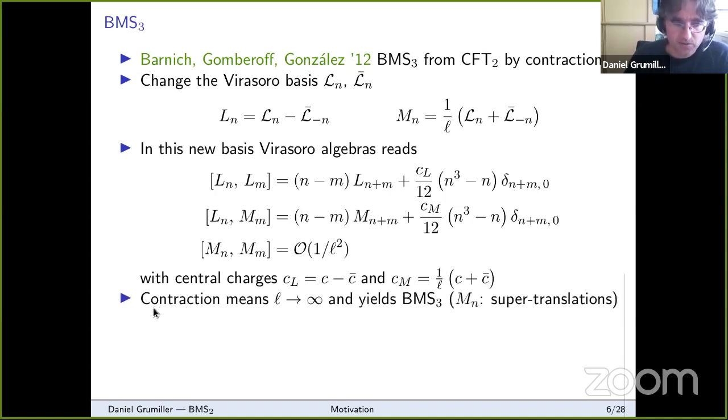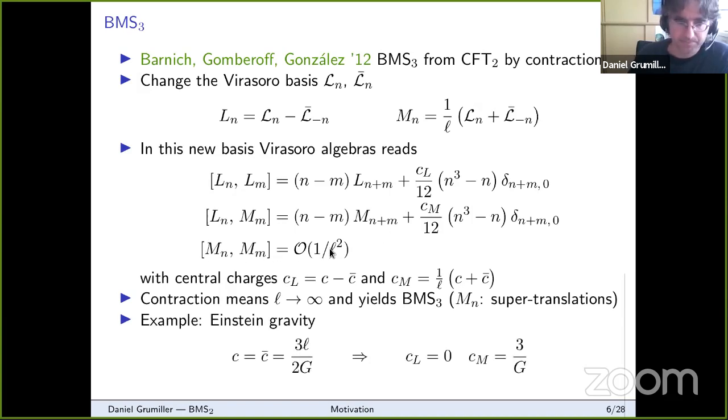Okay, so this is what I said. So the contraction consists in taking the limit L to infinity, and you can think of L as the ADS radius. So that's literally the limit where the cosmological constant goes to 0. And as I said already, the M's then commute with each other. So those are the super translations.